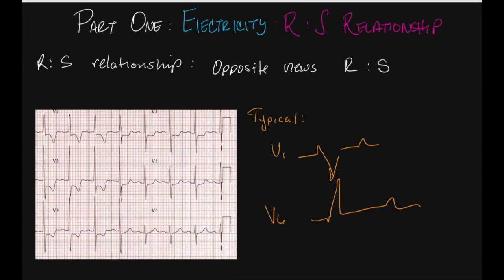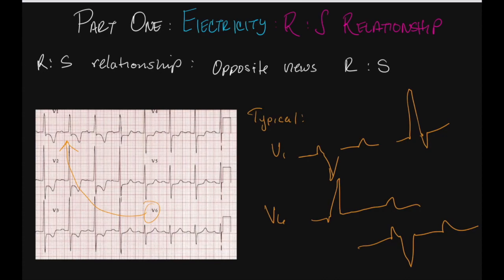Well, we see that when we shift that electrical vector away from V6 and towards V1, that pattern begins to go away. So as we get a dominant R wave and a little S wave in V1, we now have a little R wave and a dominant S wave in V6. And that's because they're looking at the same activity but from opposite sides of the heart.